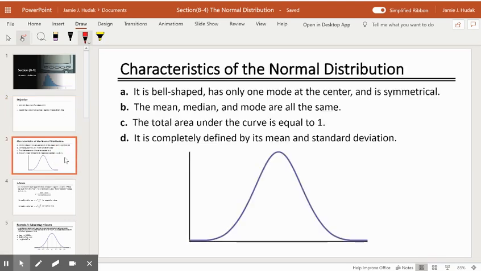the normal distribution. Characteristics of the normal distribution are that it is bell-shaped, has only one mode at the center, and is symmetrical. The mean, median, and mode are all the same. The total area under the curve is equal to 1. And recall that 1 is the decimal representation for 100%, meaning that the area under the curve represents 100% of the data. And it is completely defined by its mean and standard deviation.